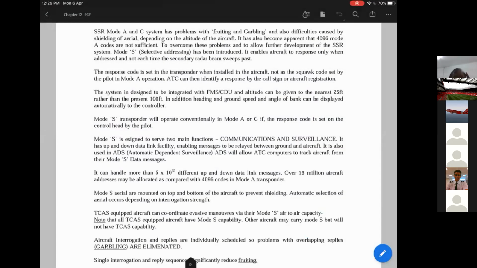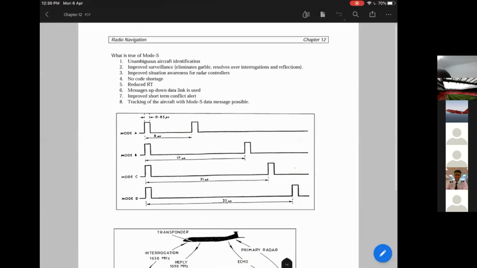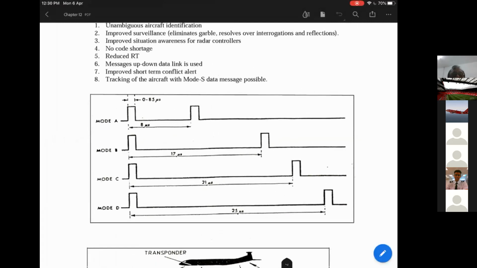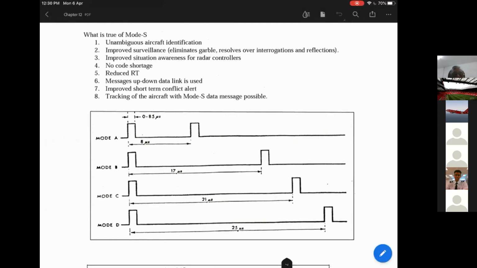Next page, please. Last page on this. Yeah, this on the top, please. Unambiguous aircraft identification: this is what mode S is all about. When you talk about number one, there's no limitation as far as the number of codes, no shortage of codes available. The system is more reliable, and especially identification is considered better in mode S than mode A.